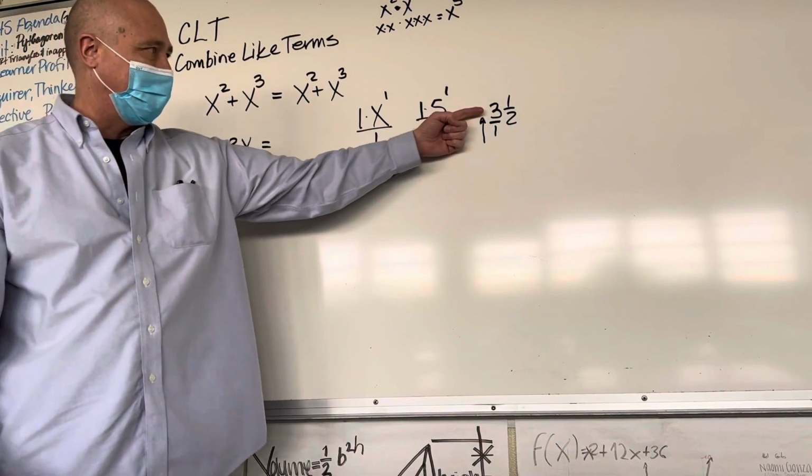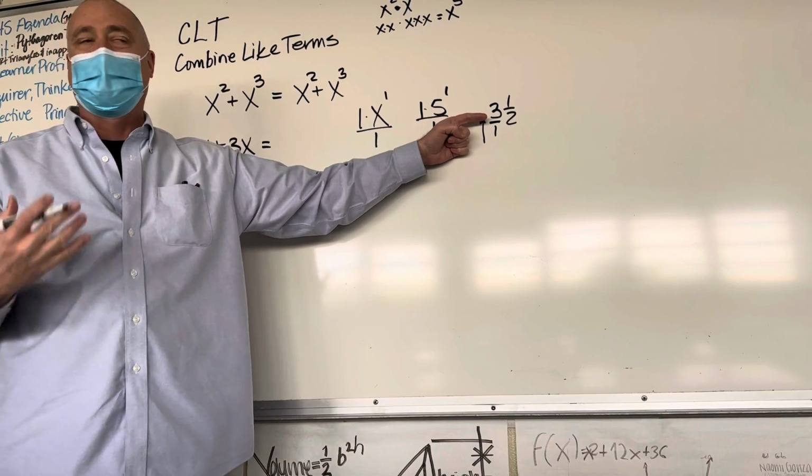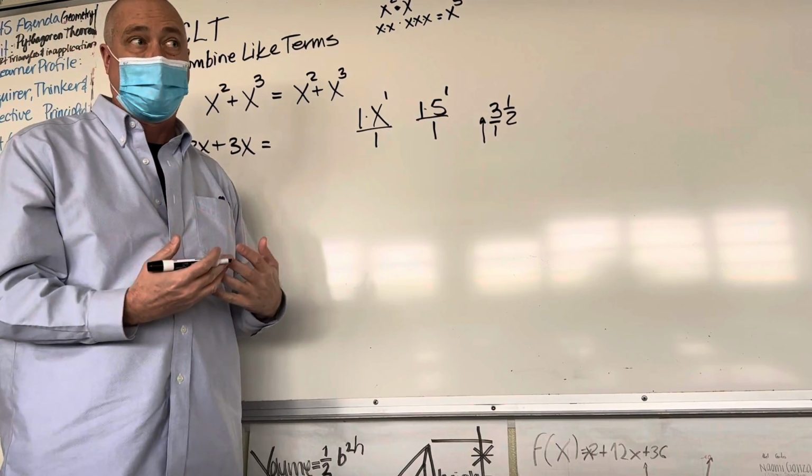But we do everything we can to confuse you by saying, oh, it's 3.5. It looks good when we write it, but it confuses our brain in terms of what position that number's sitting in.